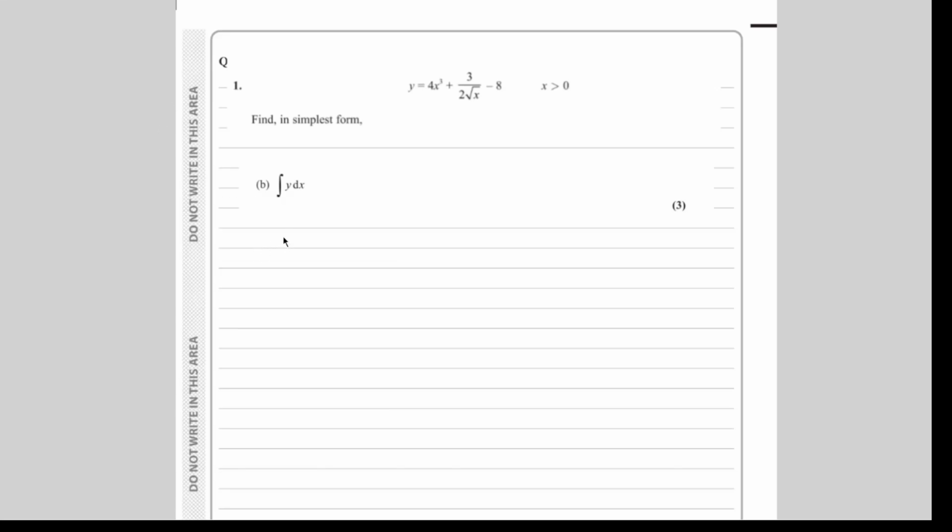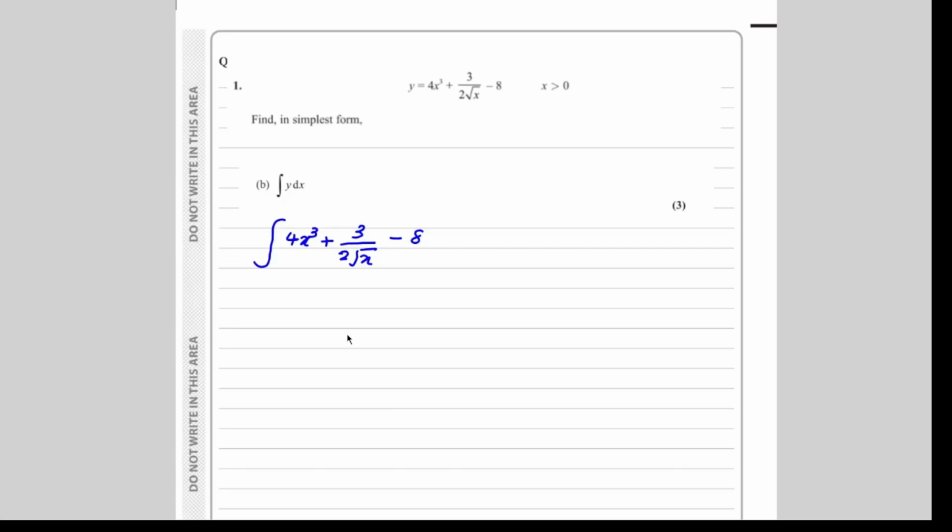So let's write it first. Integral of y, 4x cubed plus 3 over 2 root x minus 8. As with differentiation, if you are getting an expression or equation, check whether you have to rearrange. Why? You can't integrate when you have any x terms in the denominator. You need to get rid of them.